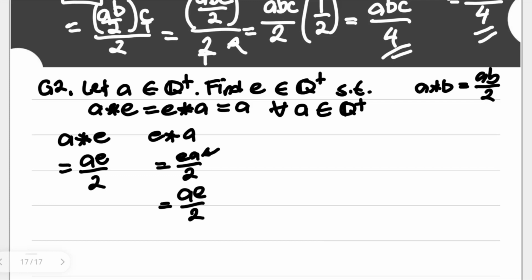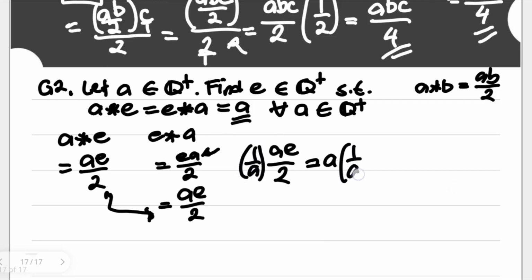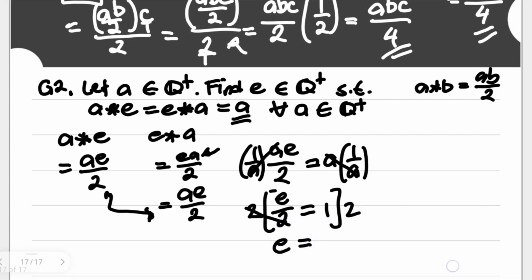And what would be that certain E? Since we have the same result here, let's just equate one of them to our A here. Since A can be found on both sides, we can multiply both sides by 1 over A. 1 over A times A is 1. So we have here E over 2 is equal to 1. Then multiplying both sides by 2, you will have here E is equal to 2.